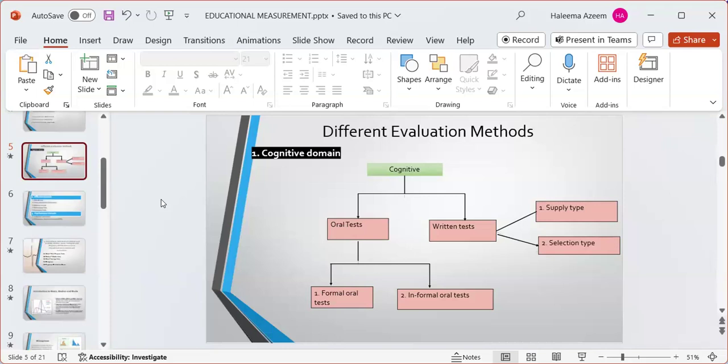Oral test can be divided into 2 parts. First one is formal oral tests. Second one is informal oral tests. Formal oral test means pre-planned oral tests. Informal oral test means unplanned oral tests. Written test can be divided into 2 parts. They are supply type and selection type.